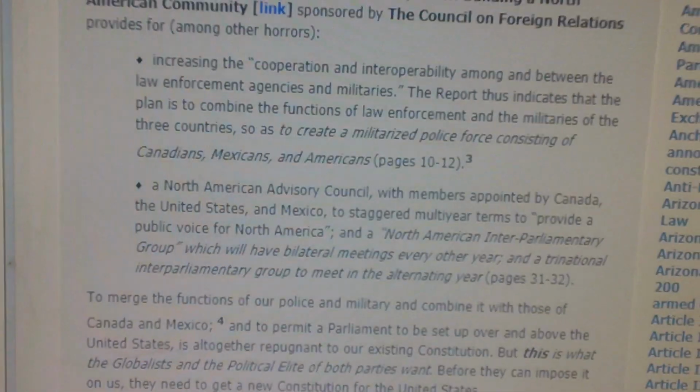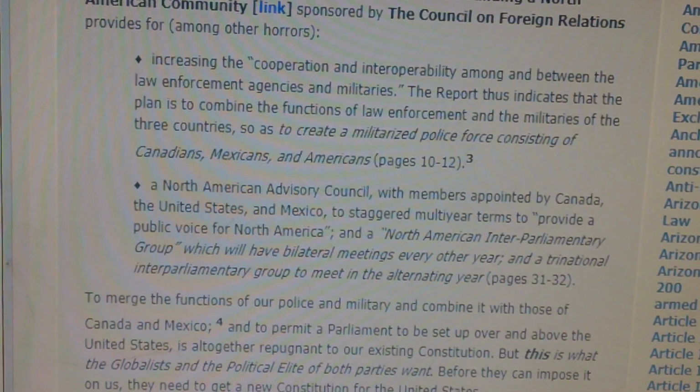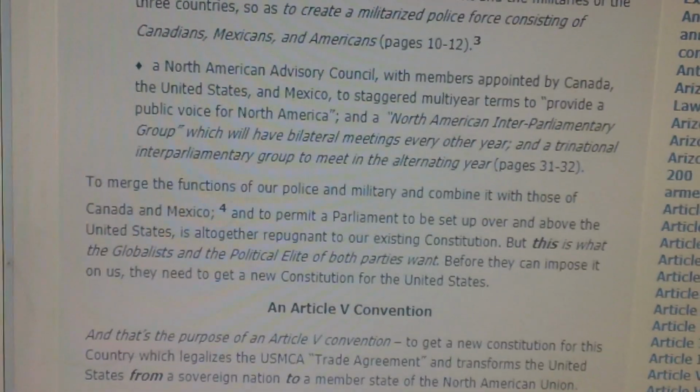The North American Union brings about the political integration of Canada, the United States, and Mexico. The Task Force Report on Building a North American Community, sponsored by the Council on Foreign Relations, provides, among other things, for these horrors: increasing the cooperation and interoperation among and between the law enforcement agencies and military. The report also indicates that the plan is to combine the function of the law enforcement and the militaries of the three countries so as to create a militarized police force consisting of Canadians, Mexicans, and Americans.